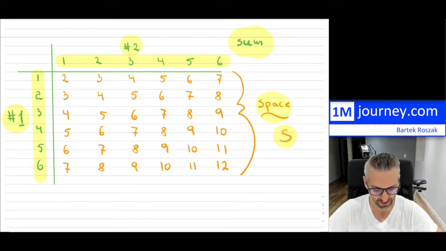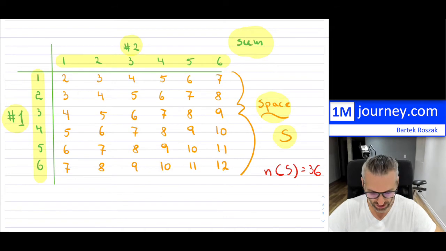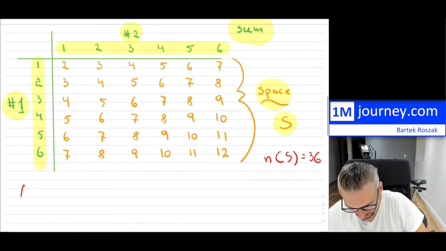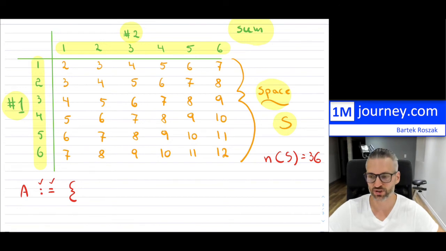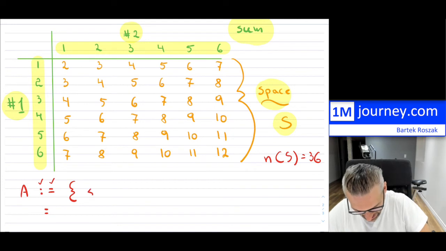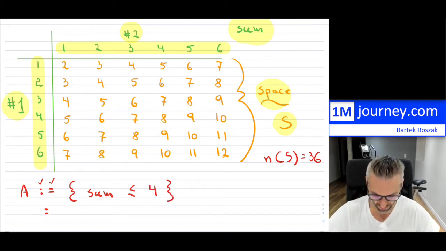That's the entire sample space, and for that sample space we know the total number is 36. Now let's take our event A, which I define like this. I like to write it this way, but in books you might just see it with a simple equal sign, and it is a set. Let's assume the event A is that the sum is less than or equal to 4, which is something I have done in a previous video.